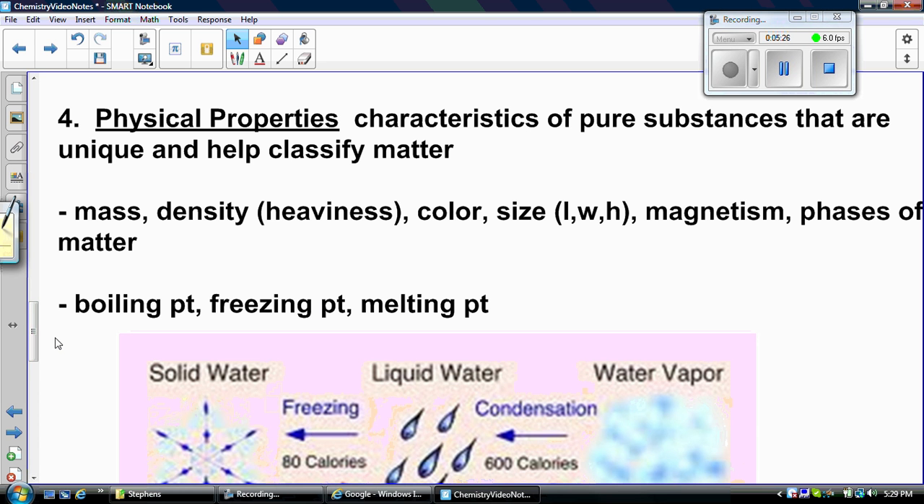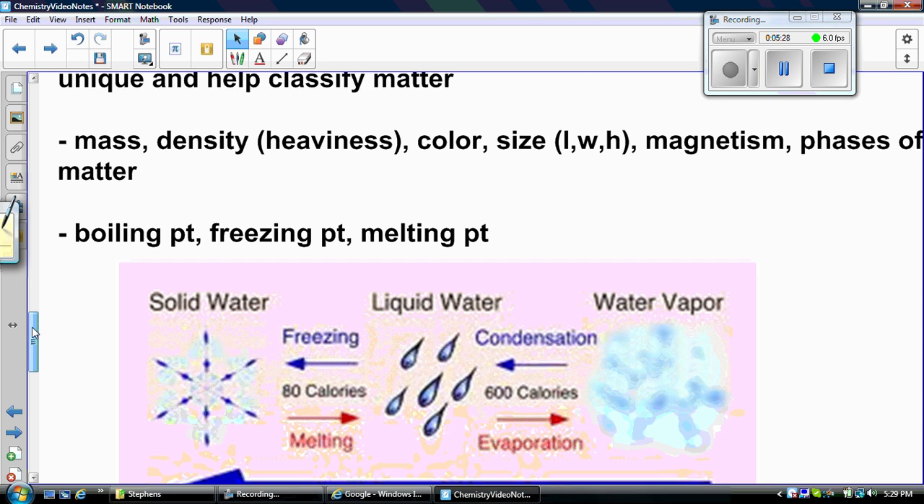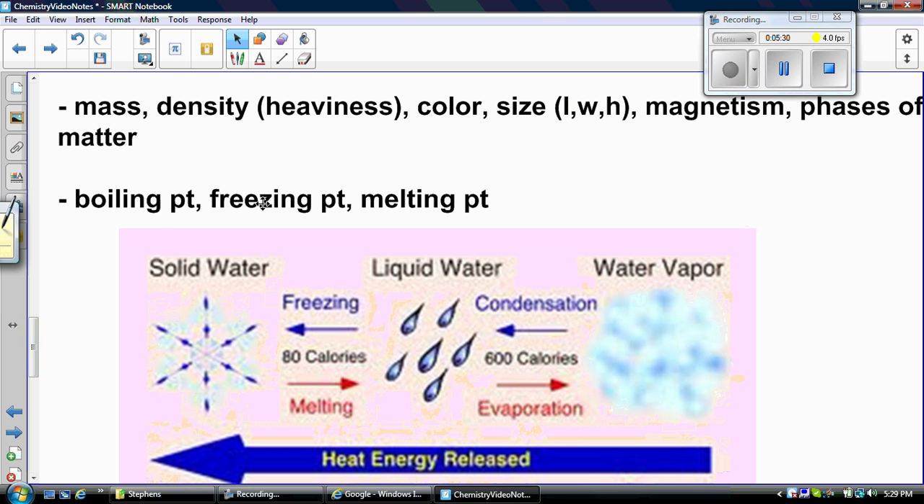Boiling point, freezing point, and melting points are also physical properties of matter. These are really important when we start separating mixtures, especially by the process of distillation. So, if we take a look at solids, liquids, and gases. Solids, when they have enough kinetic energy, they will change from a solid to a liquid. The temperature at which they do that is called the boiling point.